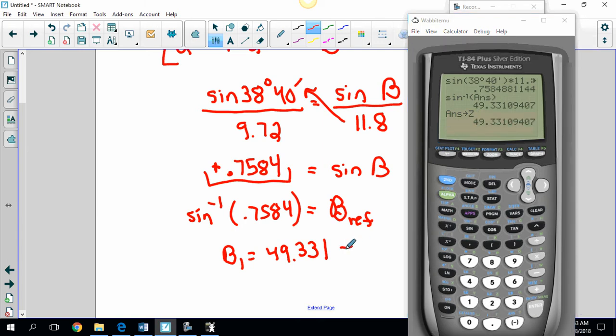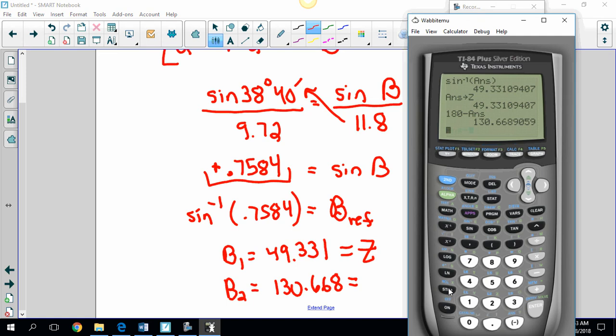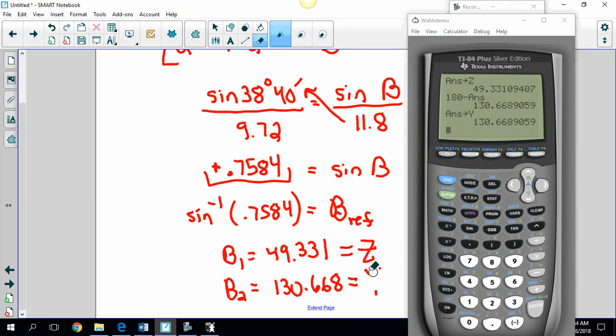Let's work our way backwards. See if I can be smarter about it this time. And then we go 180 minus the last answer, and we get B2 to be 130.668. And we're going to stow it. Don't like stowing in Y because sometimes the calculator rewrites it. So let's not use Y. Let's stow alpha W.